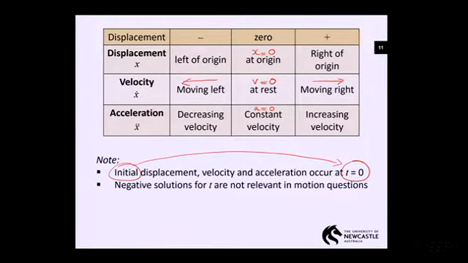The second point says, negative solutions for t. Now, t is time. So a negative answer for t is not relevant in these questions. You will get a t answer when you're doing your equation work. You might get a t answer that's negative. It'll be helpful for your graph, but it's not going to apply to our actual question because we know that time has to start at 0 and go in all the positive numbers.